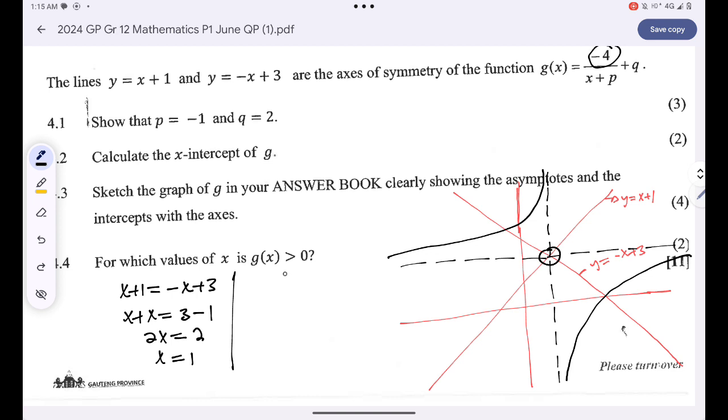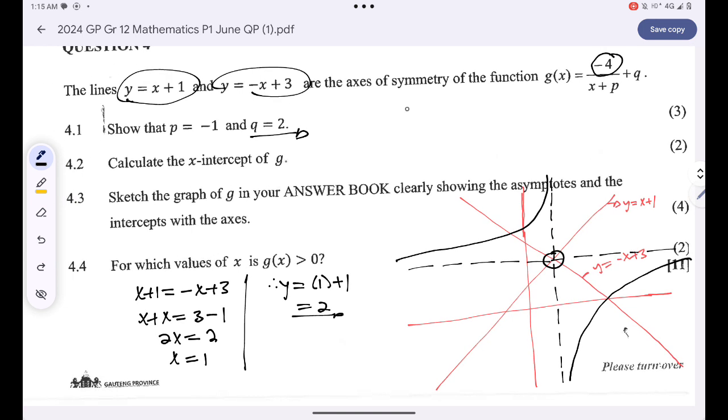And then for the value of q, how can I find the corresponding value of q? Just substitute in one of the equations, in either one of the equations, right? So the corresponding y value when x is 1, that's just 2. So I now know that the value of q is equal to 2.